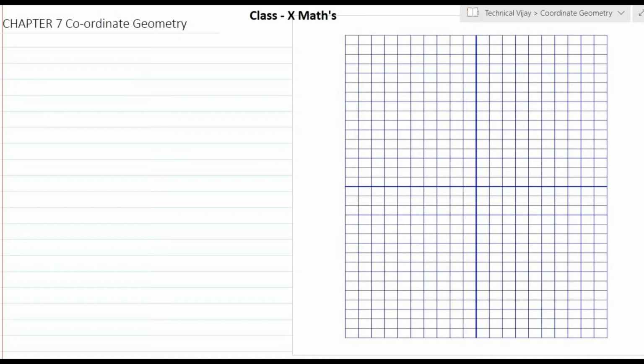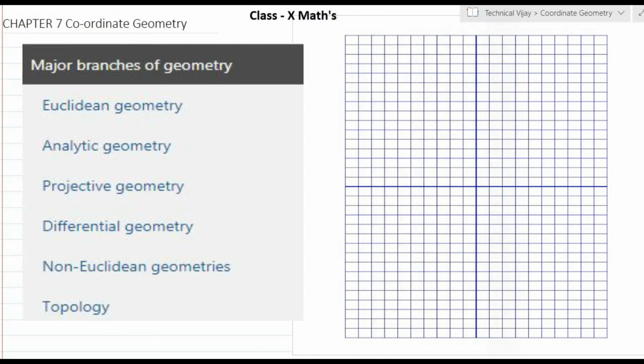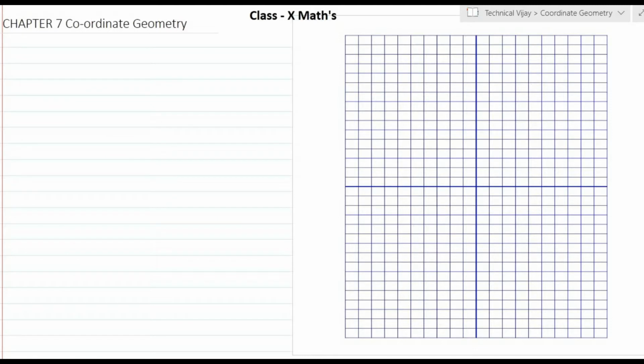They are Euclidean geometry, analytical geometry, projective geometry, differential geometry, non-Euclidean geometry and topology. So in this way geometry has been classified broadly into 6 types, but here we are mainly concentrating on this analytical geometry, or what we are calling coordinate geometry.